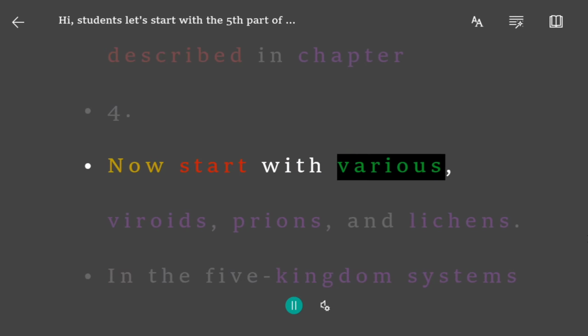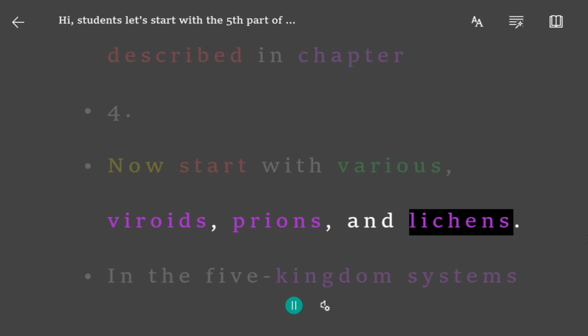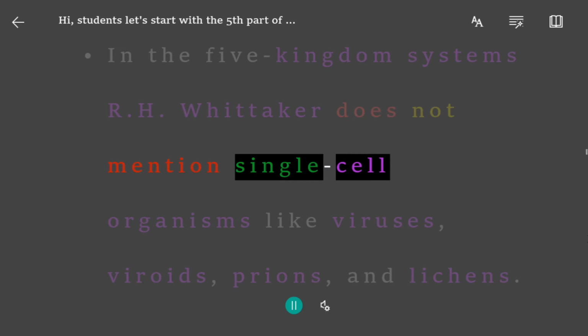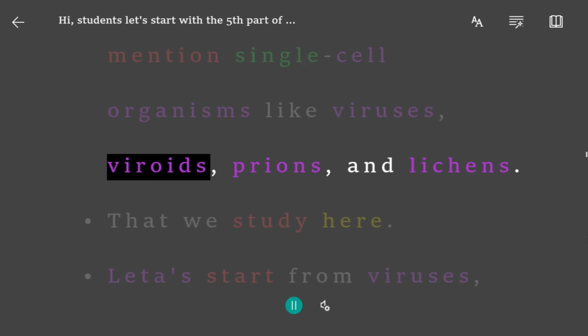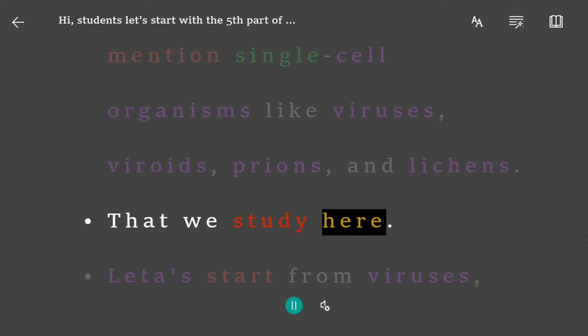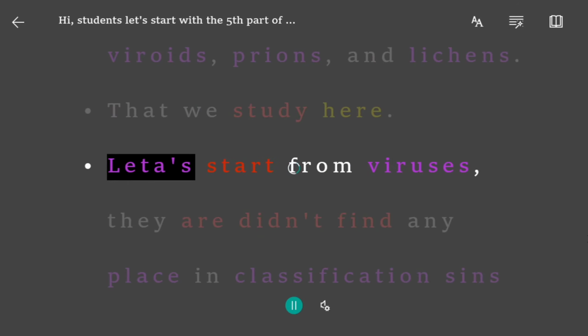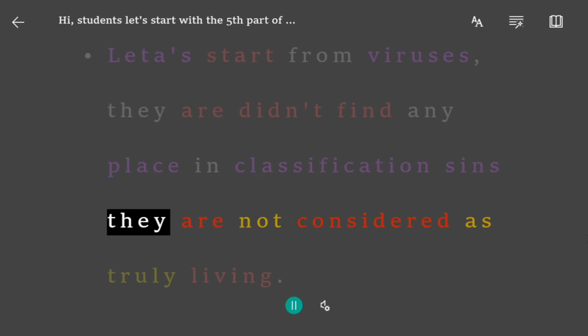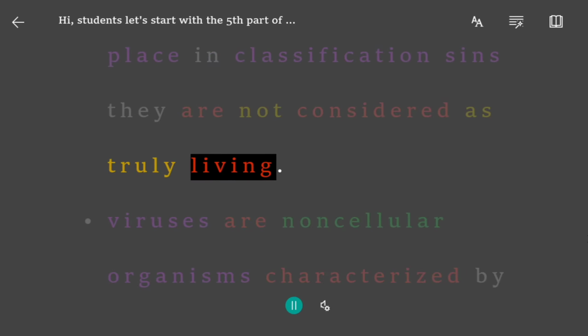Now start with viruses, viroids, prions, and lichens. In the five kingdom system, R.H. Whittaker does not mention acellular entities like viruses, viroids, prions, and lichens that we study here. Let us start with viruses. They did not find any place in classification since they are not considered truly living.